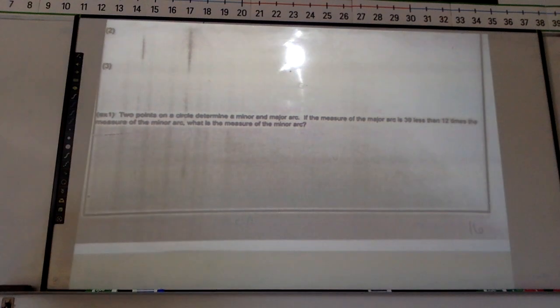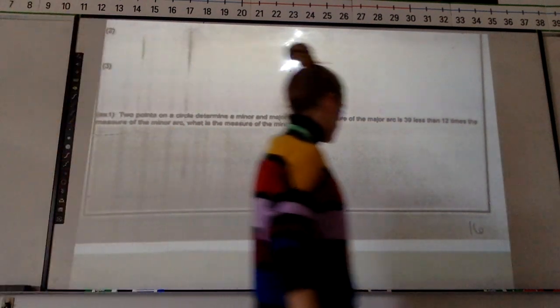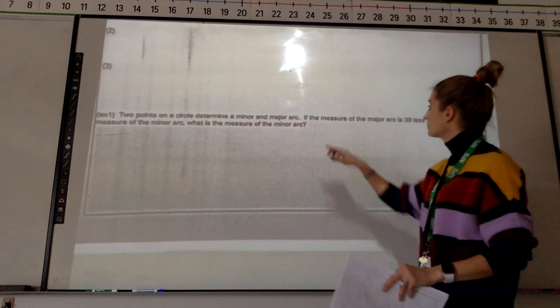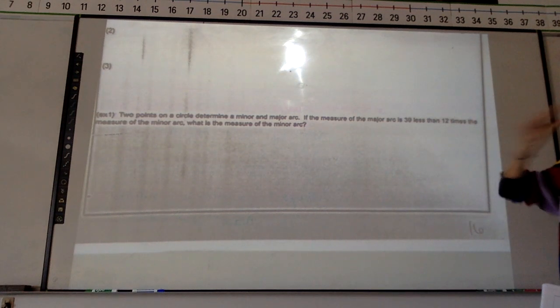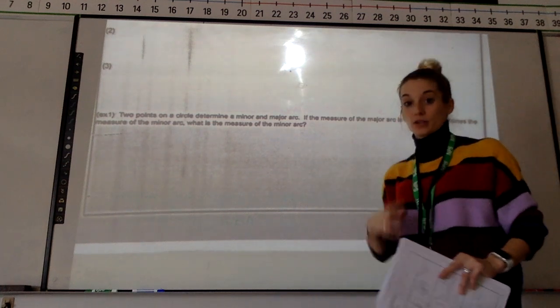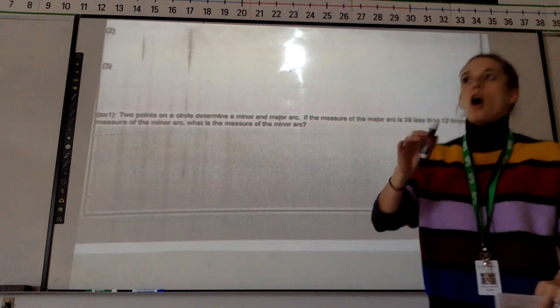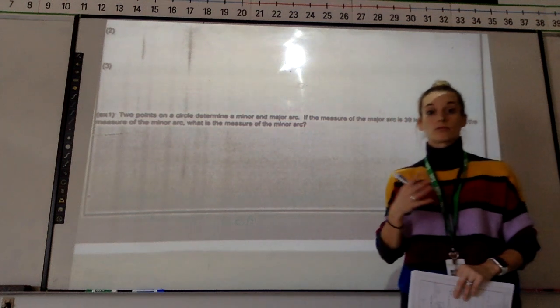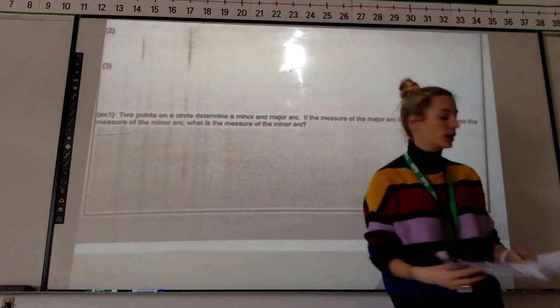Thank you. Okay, so 2 points on a circle determine a minor and major arc. If the measure of the major arc is 39 less than 12 times the measure of the minor arc, what is the measure of the minor arc? Although you can just jump right to the algebra with this, I think it would be helpful to at least draw a diagram so we know what we're looking at.